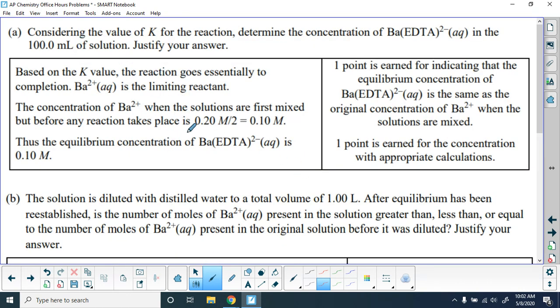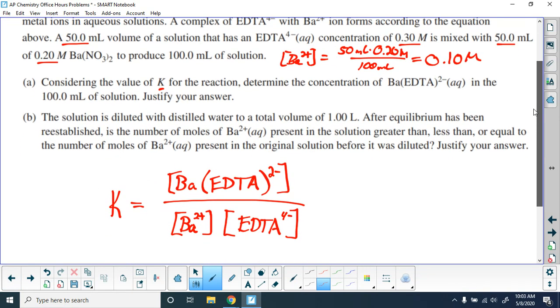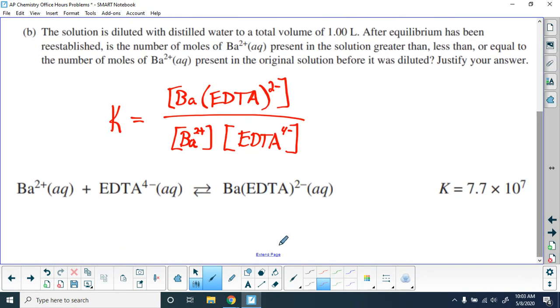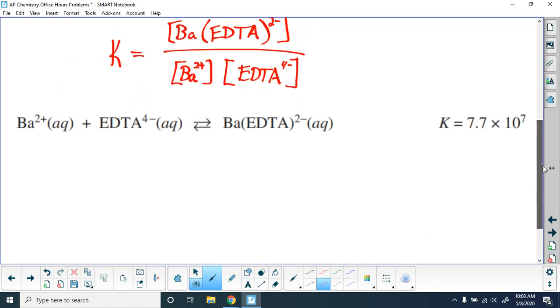This is what it would look like for an explanation. The K value is really large, it goes to completion. Concentration gets cut in half when it's mixed because we double our volume, and therefore the equilibrium concentration must be the same as our initial barium ion concentration. You get 1 point for saying it's the same and 1 point for justifying that. I want to show you another method here because you might solve a problem like this. And if I didn't know where to start, this might be the trail that I go down.